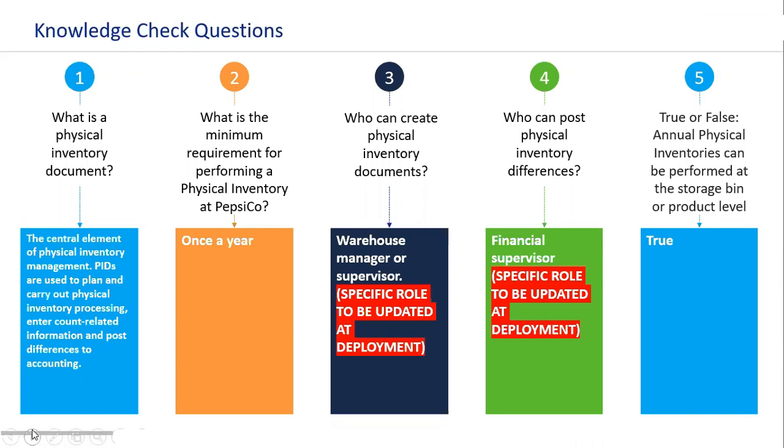So who can create physical inventory documents? At the minute, it's set as warehouse manager or supervisor, but I would imagine we'd want warehouse clerks to be able to do that as well. And who can post physical inventory differences? That would be the financial supervisor if it was on the difference analyzer. True or false, annual physical inventories can be performed at the storage bin or product level, and that is true. You can do either or.